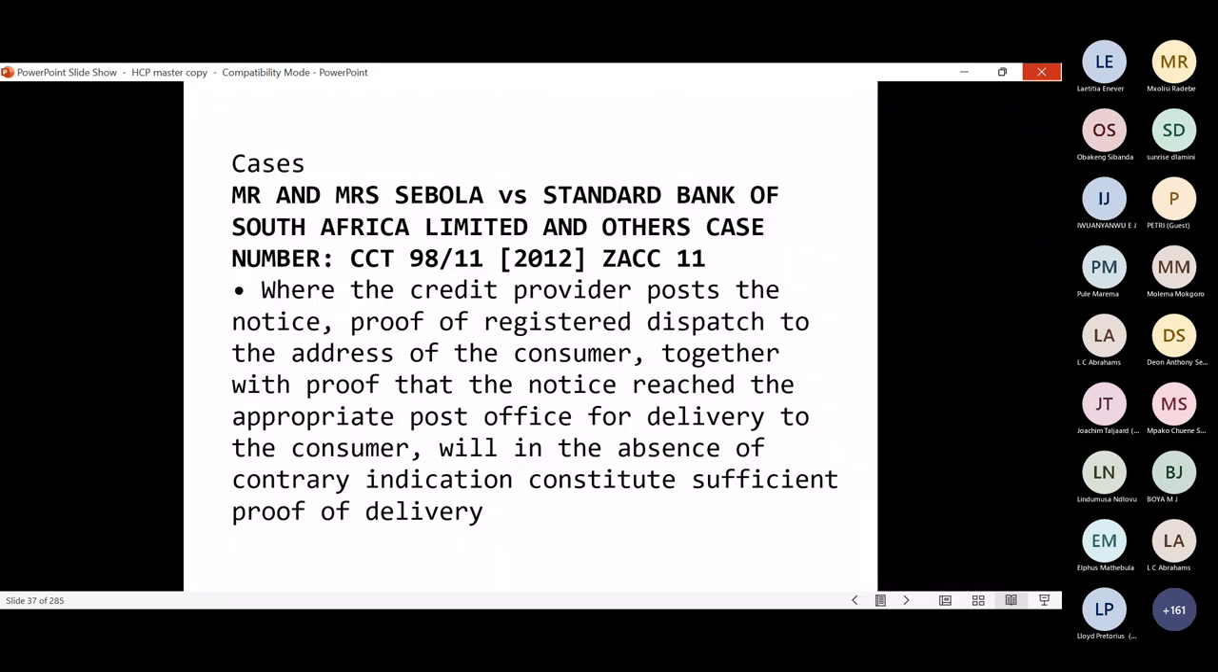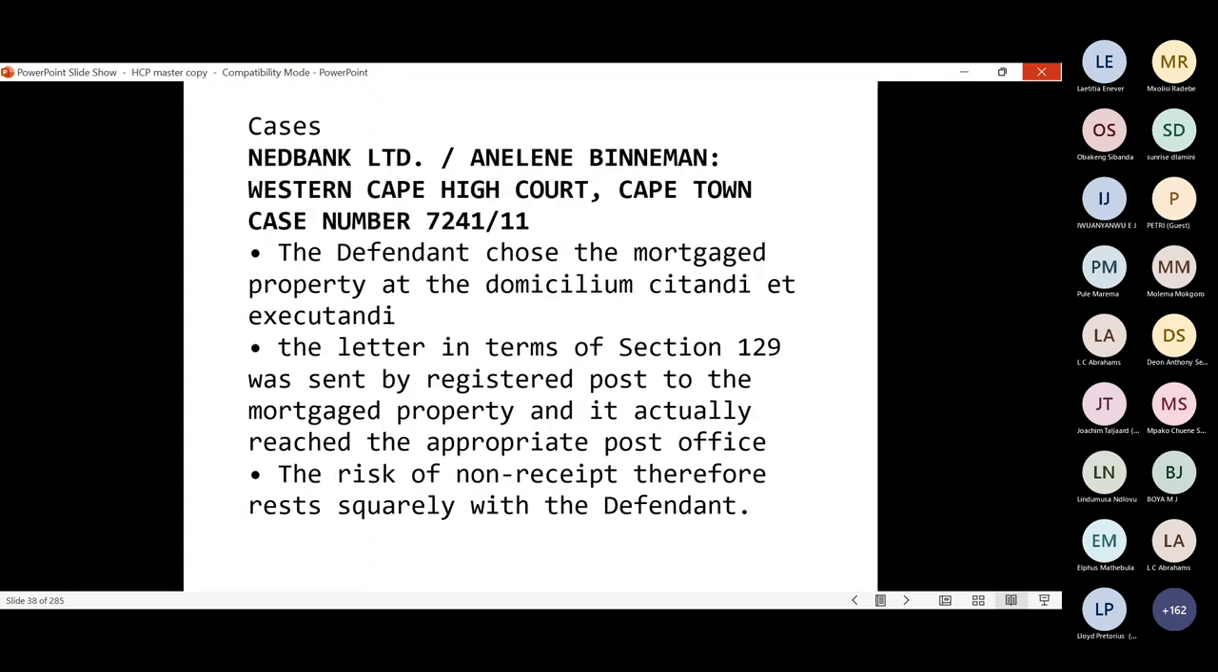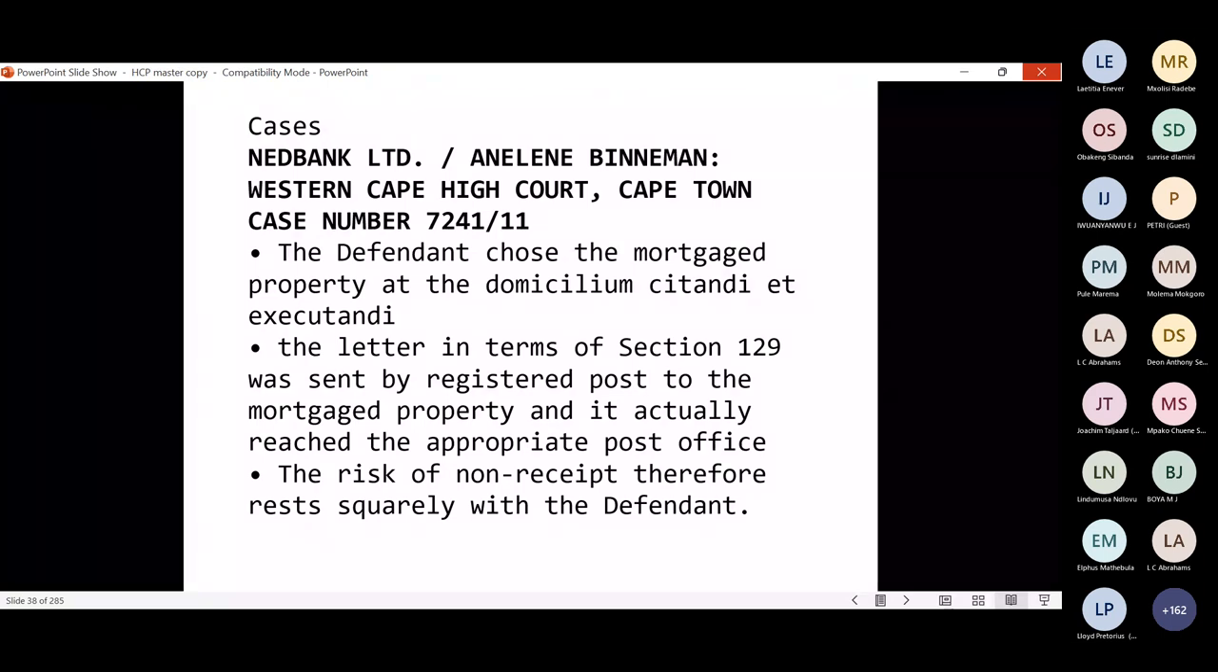So people couldn't come and say, I didn't receive the letter, because they willfully did not go and collect the letter. They couldn't come with that excuse anymore, because if the letter was delivered at the post office and there's proof of that, which the credit provider must attach, then that was sufficient to prove that there was, in fact, service of the notice in terms of Section 129.